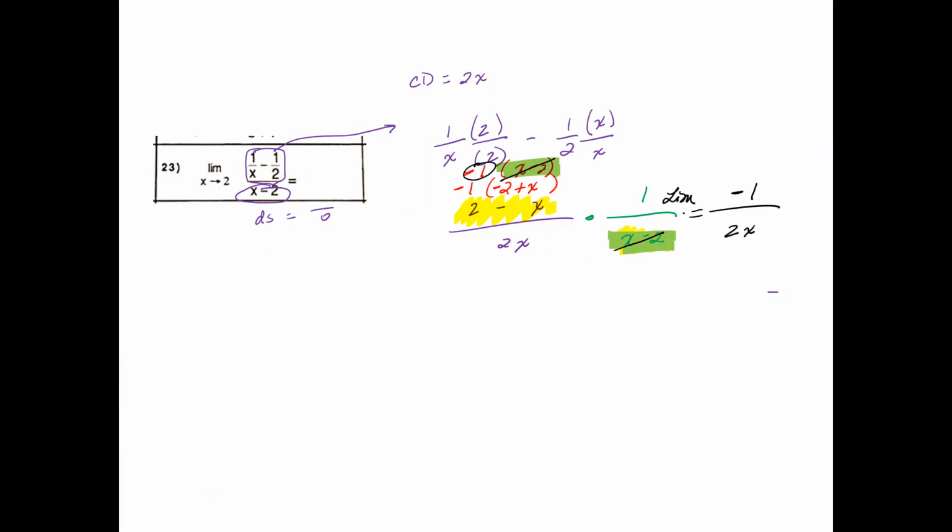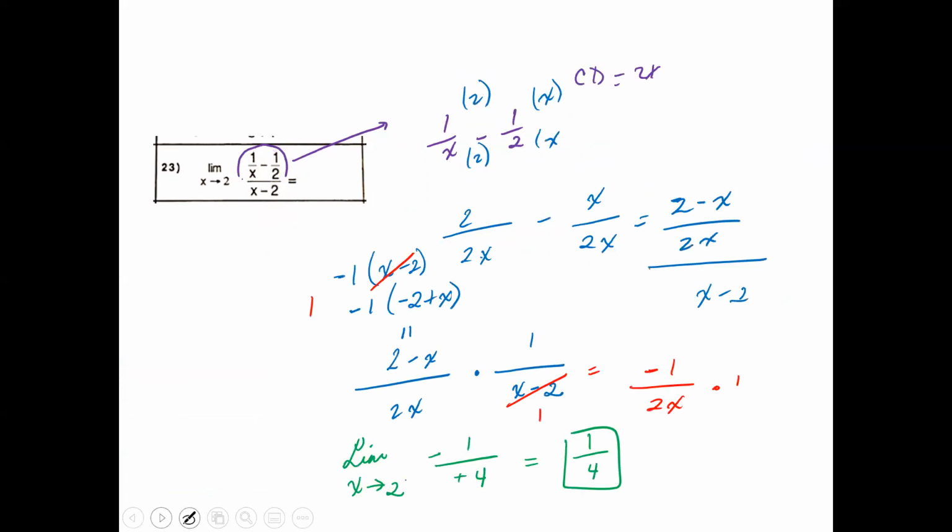Now we're going to apply the limit. As x approaches 2, we get -1 over 4. And that's your answer.